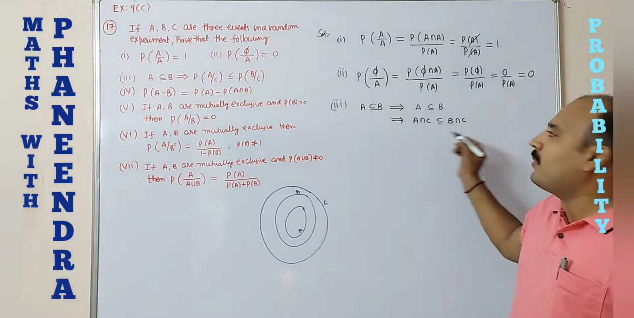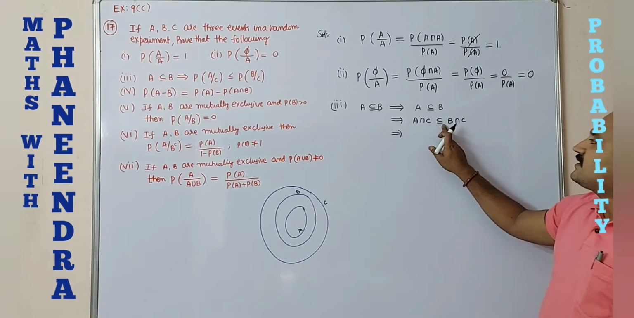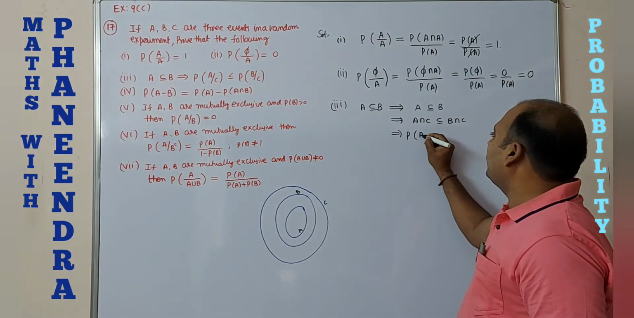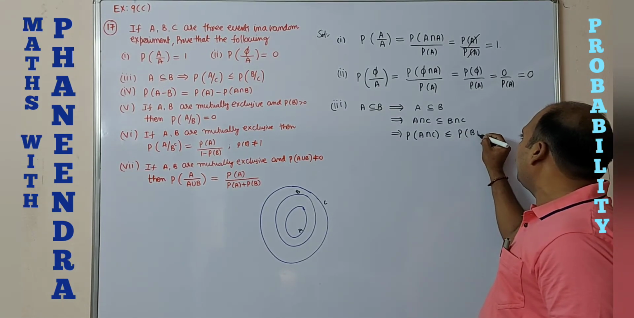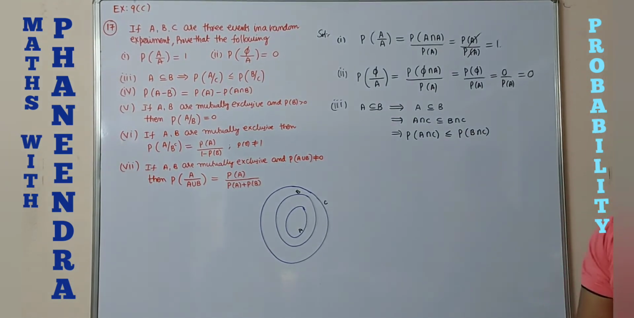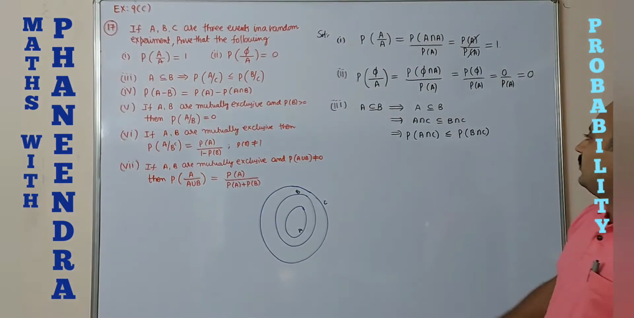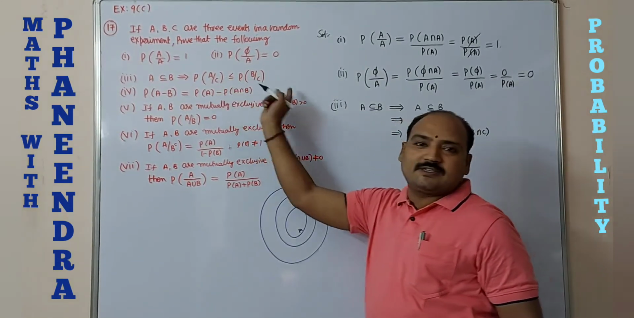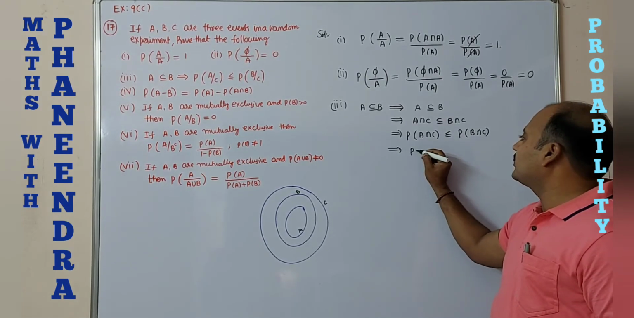After that, take probability on both sides. Whenever we are taking the probability, this subset will become less than or equal to. So the probability of A intersection C is less than or equal to the probability of B intersection C. By definition, they are asking to prove both results with denominator C now. So dividing on both sides by C.